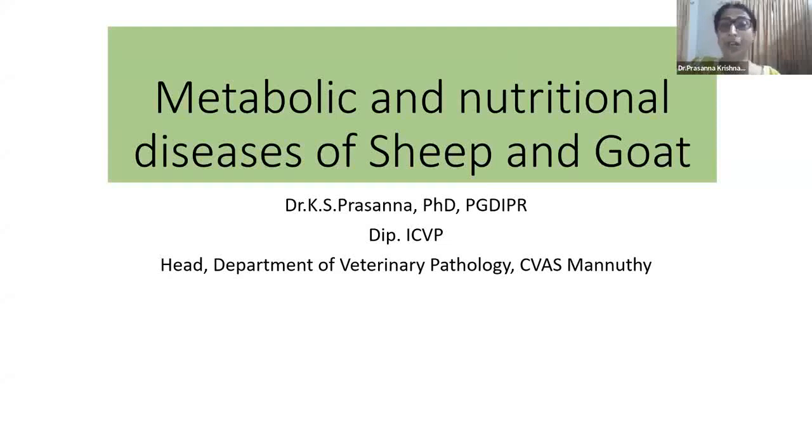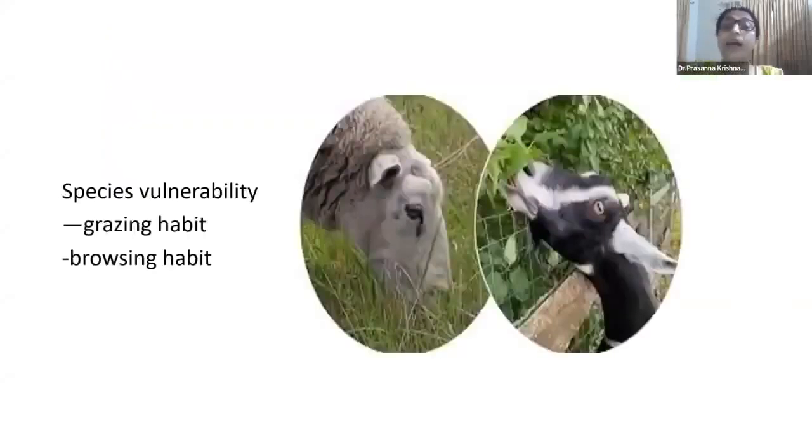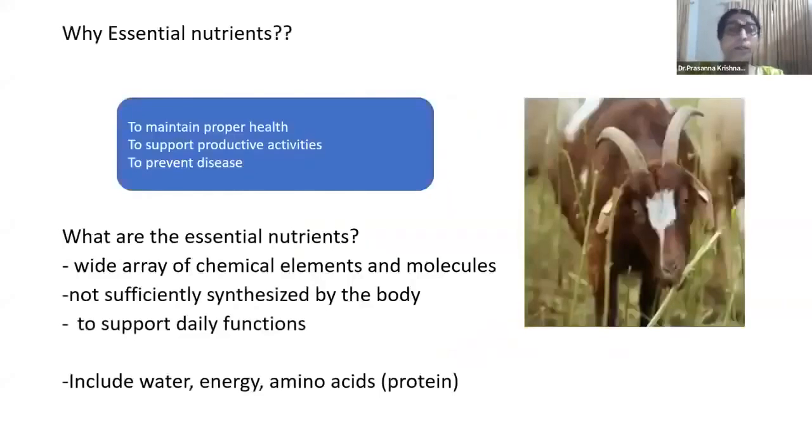Metabolic and nutritional diseases of sheep and goat. Sometimes it may go unnoticed, maybe because of ignorance or lack of knowledge. Sheep and goat are highly vulnerable to these diseases, metabolic as well as nutritional diseases, because of their feeding habit. As we know, they have the grazing habit and the browsing habit.